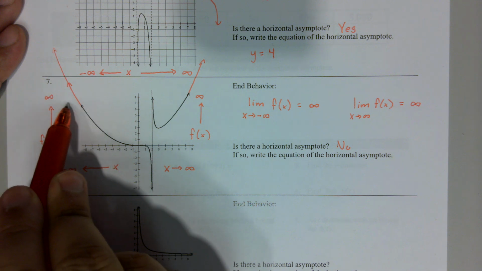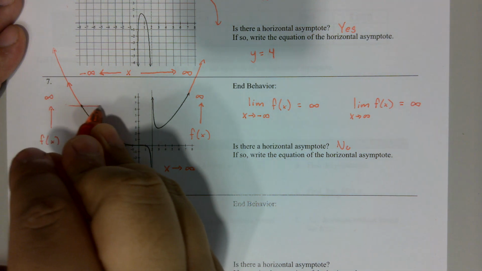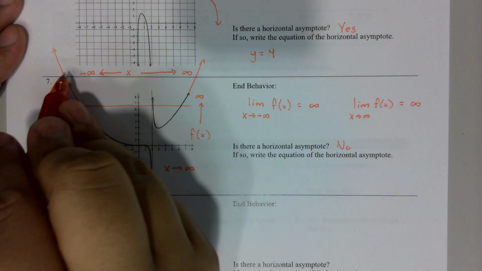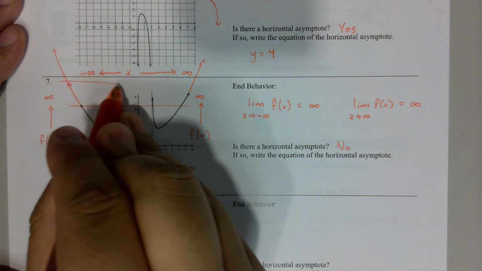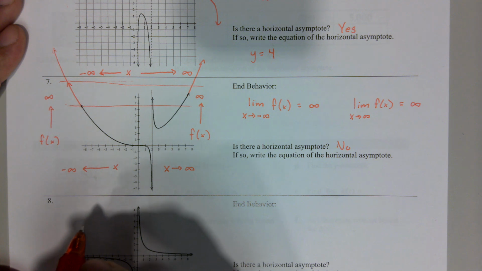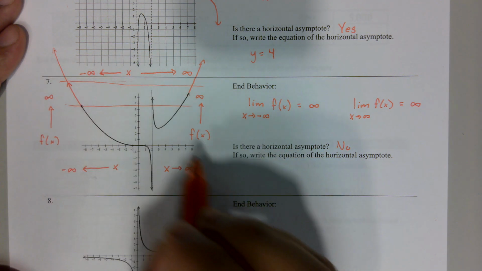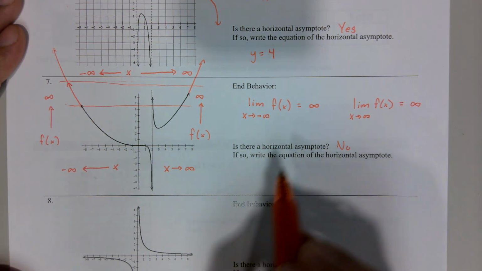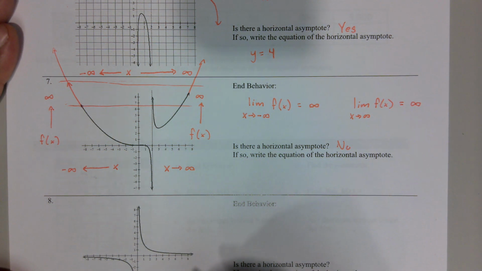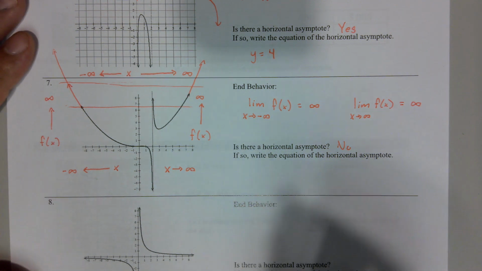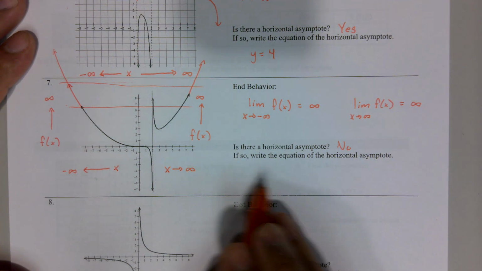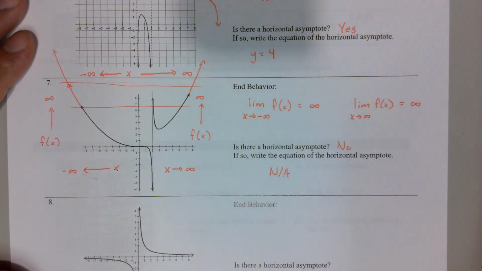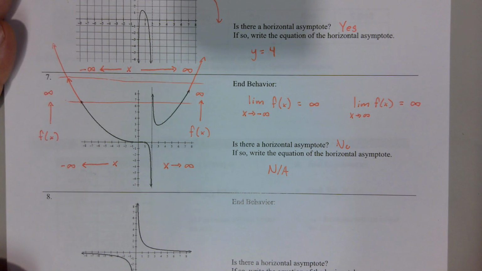If I try to draw one up here, well, our function, no, it doesn't approach that line. We have to keep going further. And no, it also doesn't approach that line. There's no flat line we could draw that it would ever approach. So we say that we have no horizontal asymptote. And because of that, the next question, write the equation of the asymptote: N/A, not applicable, because we don't have one.